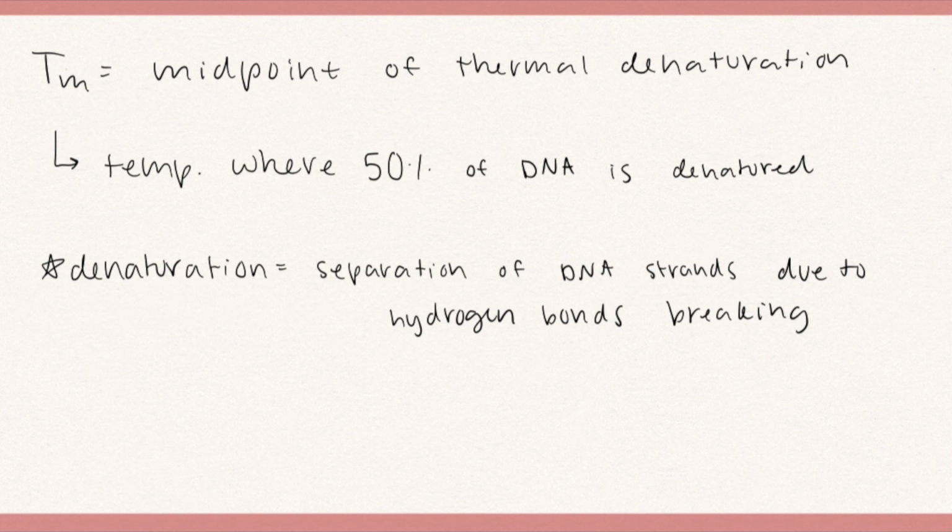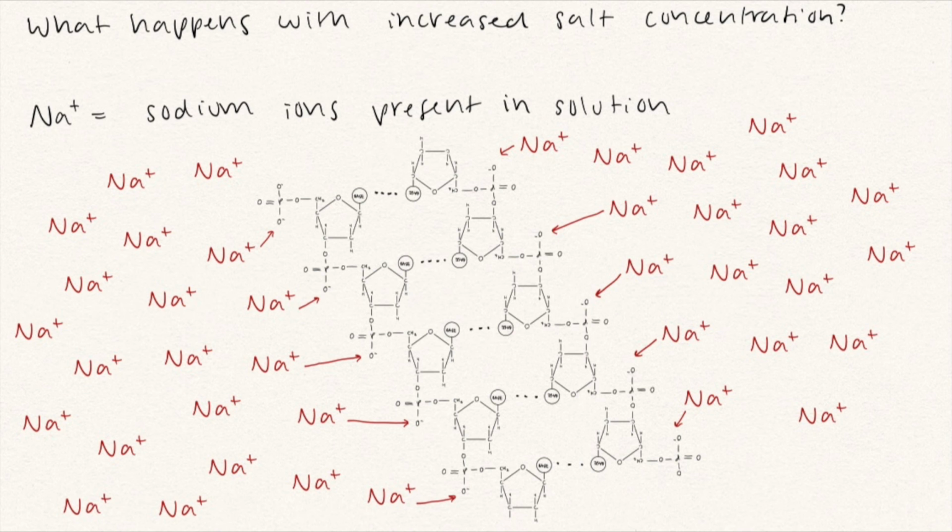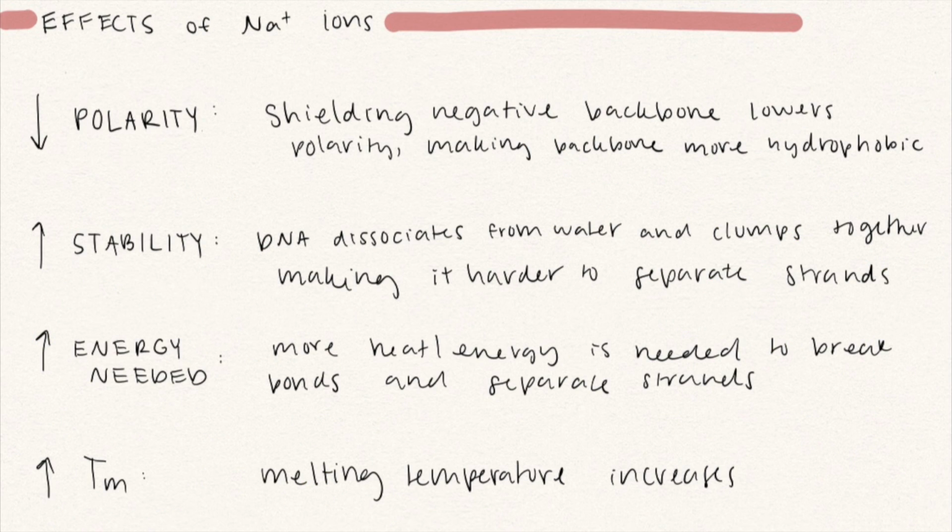TM is the midpoint of thermal denaturation in DNA, where DNA is 50% denatured, so 50% of the strand is separated due to H bonds breaking. If you take a sample of DNA and place it in a high concentration salt solution, positively charged sodium ions partially neutralize or shield the negative phosphate backbone, making it less polar and therefore less hydrophilic, causing it to dissociate from water. This makes the DNA strands compact and become more stable, so it is more difficult to separate the DNA strands. In order to separate these strands, more heat is required, so the TM would be greater.